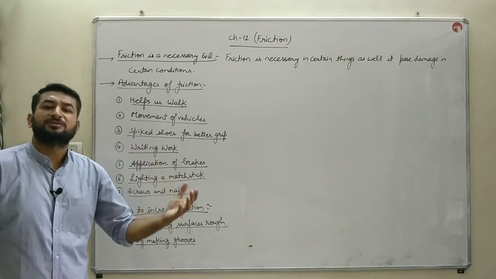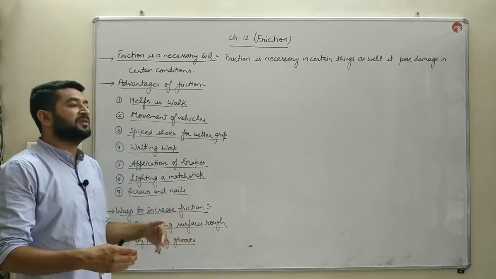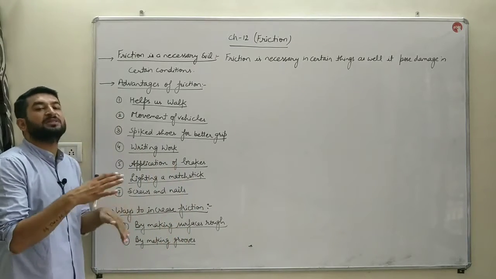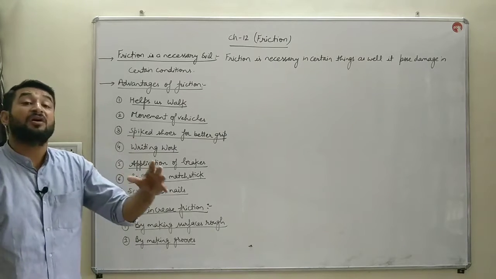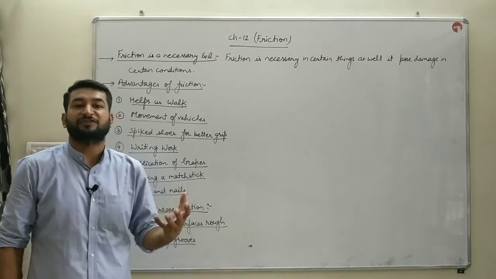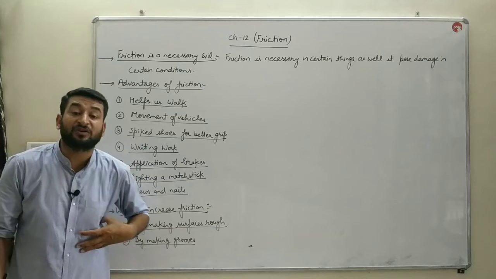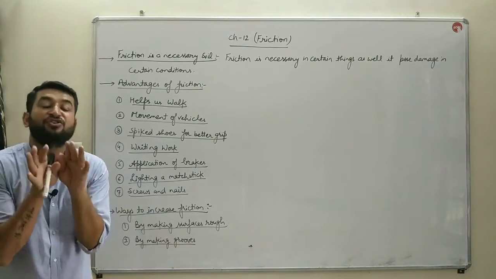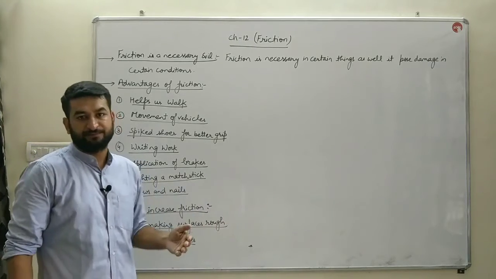Next, the cause of friction. The irregularities in the form of hills and valleys between the surfaces are the cause of friction. What is the cause of friction, children? Irregularities or roughness of a surface is the reason behind the friction.